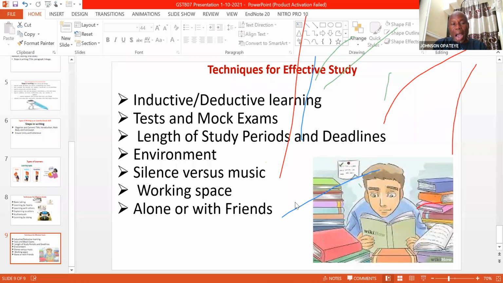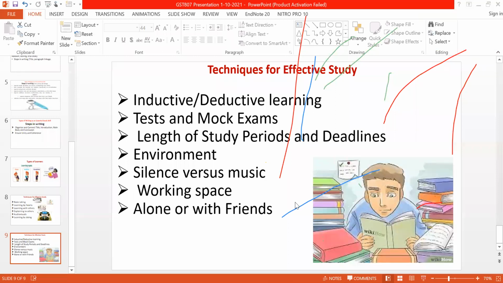Also, you must know how to study for tests and for exams. You also learn when you write tests. You learn when you do what we call mock exams. It is not the final exam, but you use that test and mock exam to prepare yourself for the ultimate exam. Then you look at the length of the study periods and deadlines. You should study according to the duration that is available to you, and when you are writing an assignment, you submit within the timelines given to you. When you are studying, you look at your environment.